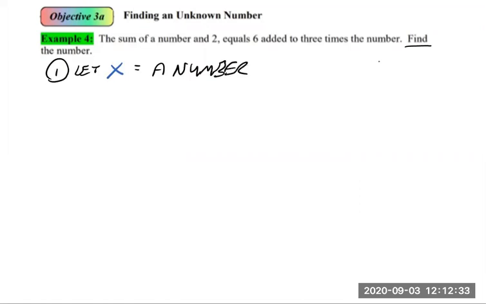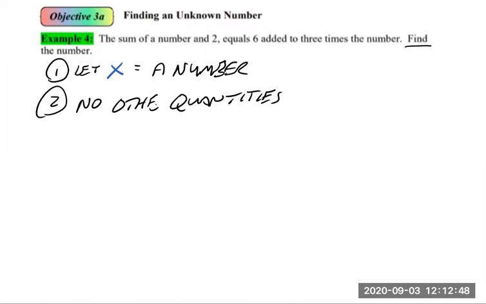Now, the only quantity involved here is just this number that we're trying to find. So step two, there are no other quantities to relate. So step three is the mathematical process involving our quantity, our number. When we look at this, it says the sum of a number, and that's our x, and 2 equals 6 added to 3 times a number.